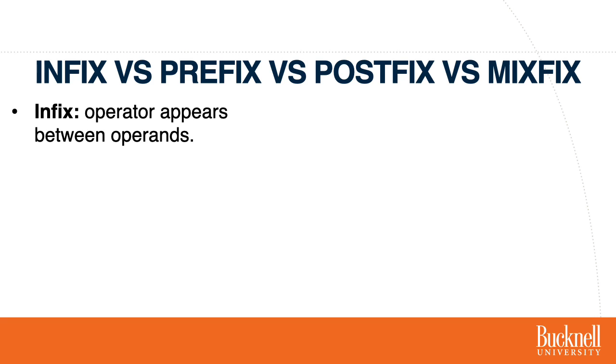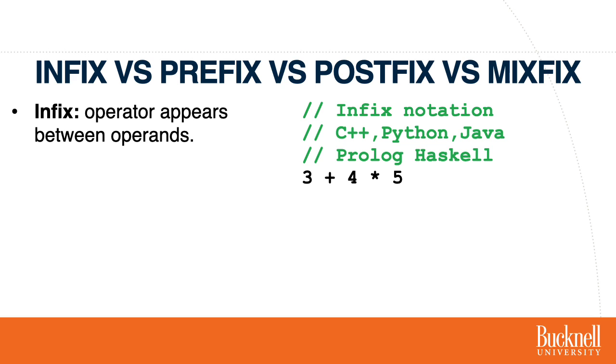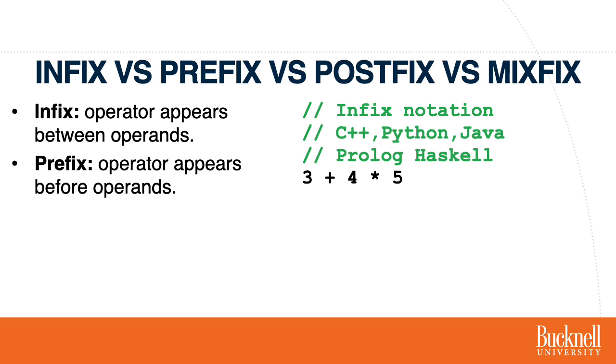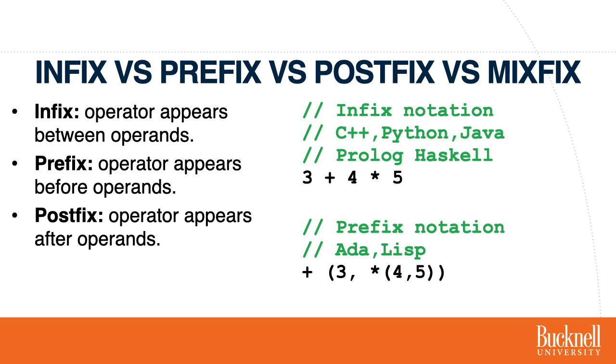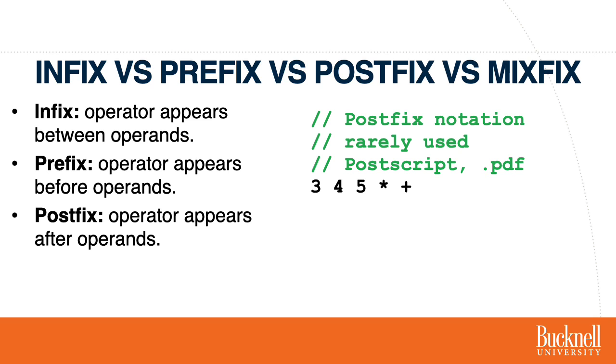Different languages put operators in different places. Infix notation is when the operator appears between the operands. Infix notation is used in C++, Python, Java, Prolog, and Haskell. Prefix notation is when the operator appears before the operands. This is used in Ada and Lisp. Postfix notation is when the operator appears after the operands. Postfix notation is rarely used. It's used in the PostScript language, however, which is the basis for the PDF file type.